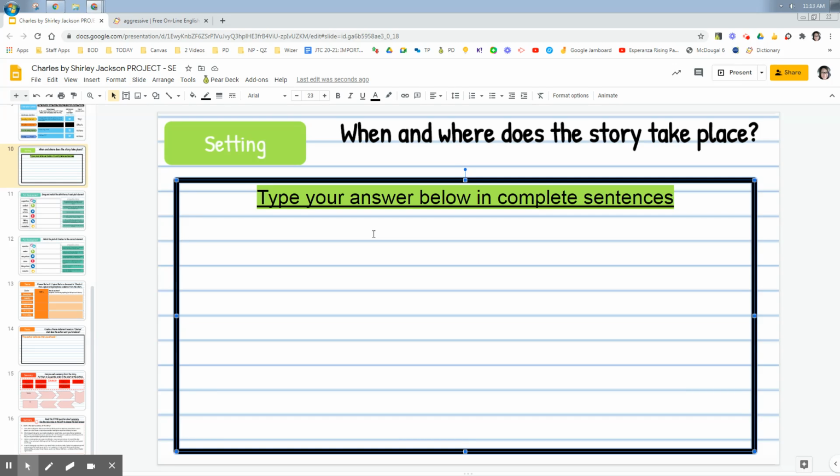And remember, you need to start with a sentence starter. You can say, the setting is, and tell me the place and the time. You can say, the setting is when, and where. So you're giving me an answer to those 2 questions at the top: when did the story take place and where did it take place? So pause the video, do your slide 10. When you're done, come back and unpause it, and we'll go over slide 11.